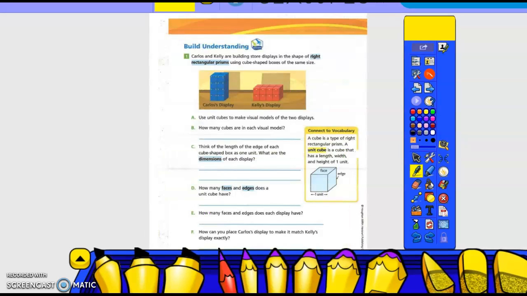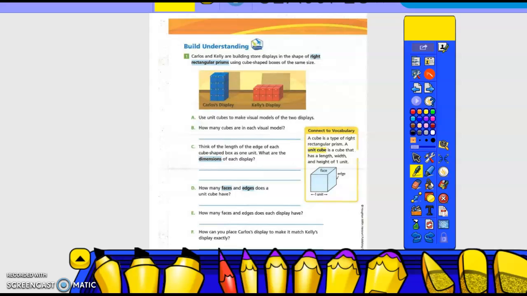Okay. Building understanding. Number 1, Carlos and Kelly are building store displays in the shape of right rectangular prisms using cube-shaped boxes of the same size. So Carlos's display looks like this and Kelly's looks like this. Okay, so they're kind of the same shape, right? Except for one's standing up and one's turned on its side, correct? Okay, so that's kind of what we did on the previous page where we said they could have the same numbers, but they could be in different order, right? So use unit cubes to make visual models of the 2 displays.